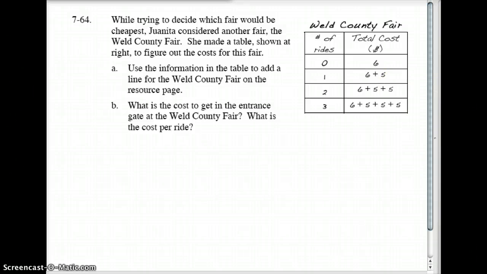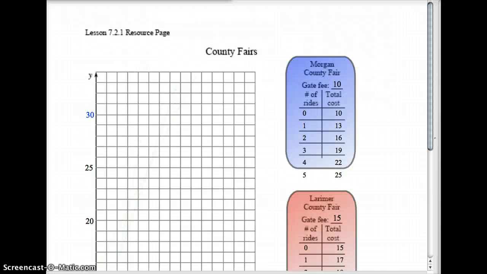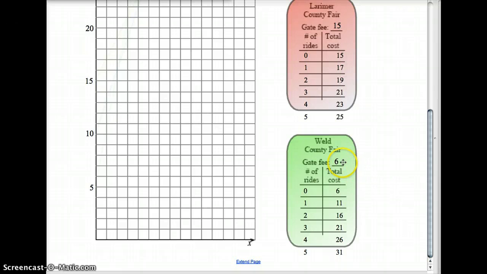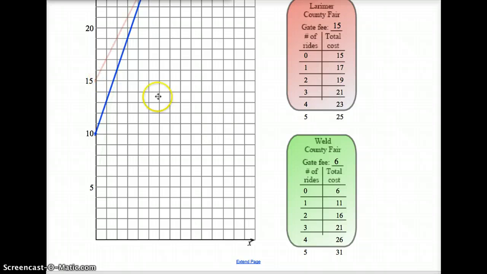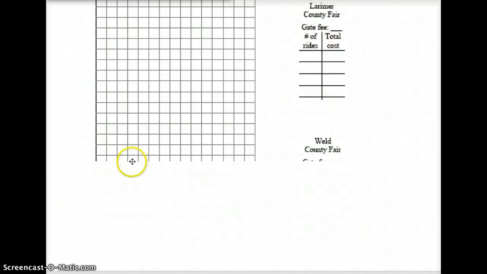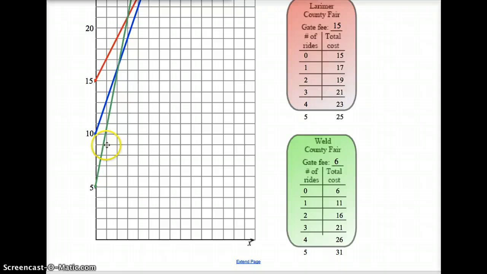All right. So now let's take a look at the Weld County Fair and what that looks like in chart form here. That's $6. We already know about this one right there, and we already know about this one right there. The Weld County Fair only charges $6 to get in at the fair, but then they charge you $5 per ride. So as we click on this one here, I want to have that off just a little bit, but that's all right.